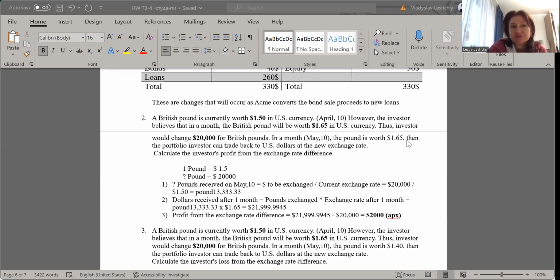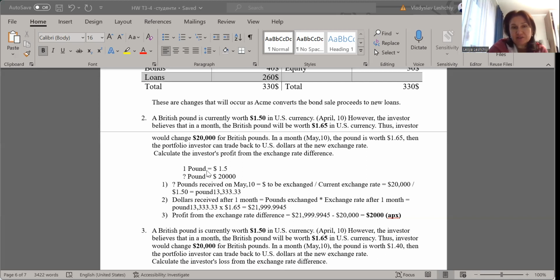And thus, the investor would change $20,000 into British pounds. And his expectations were correct, and really the pound is worth 1.65. So we should find what is the amount of profit of this exchange transaction.